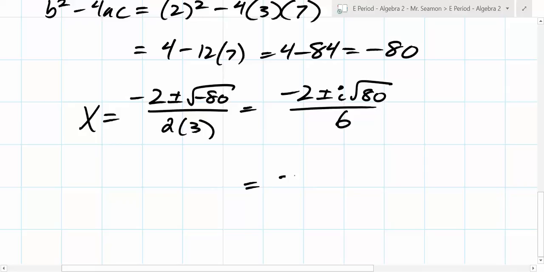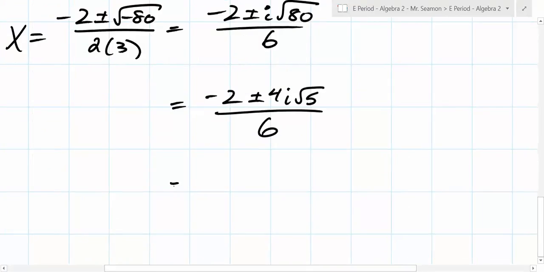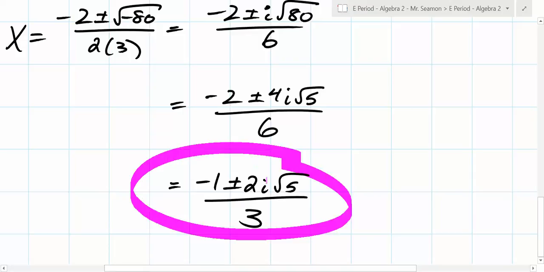So in order to simplify, plus or minus, it's 4i root 5 all over 6. You can pull out a 4 because what's a factor of 80? 16. The square root of 16 is 4, so you can pull out the 4. Are you done yet? No. 2 and 4 and 6, what does it become? Negative 1 plus or minus 2i root 5 all over what? 3. And now you are done.